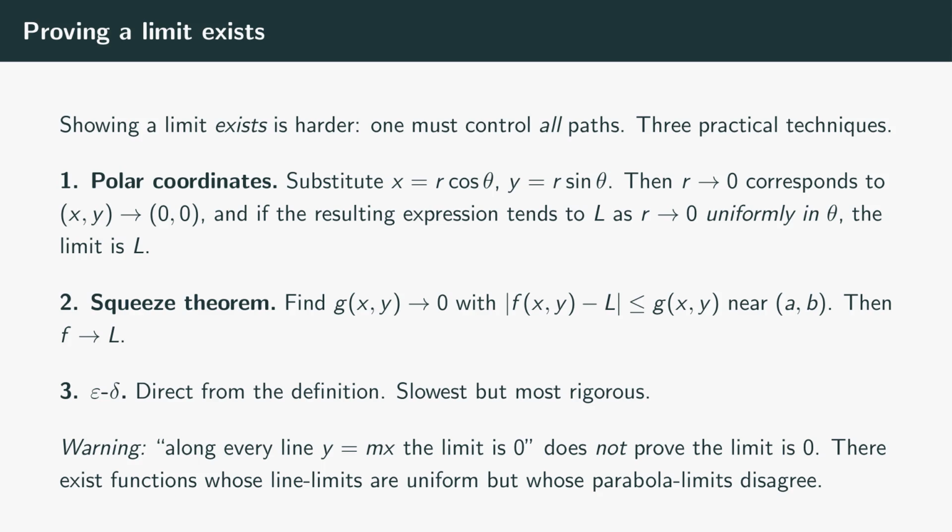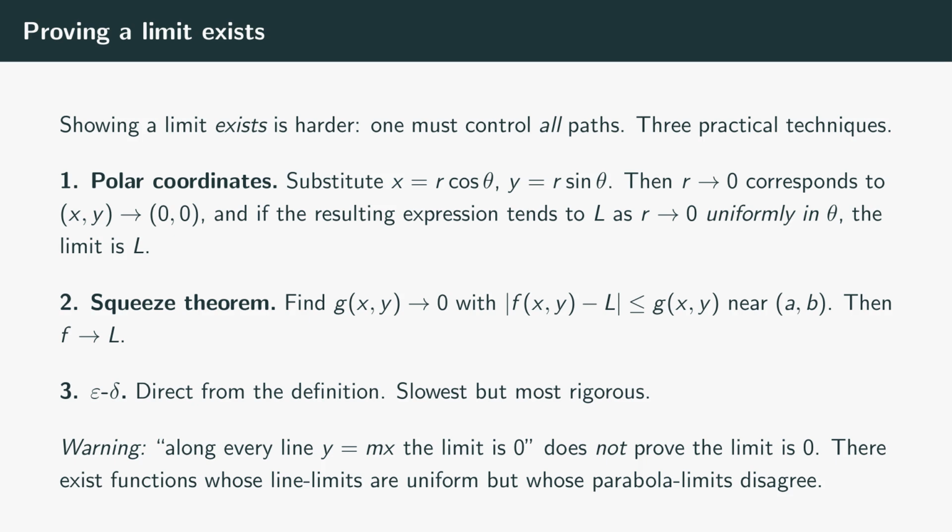So how do you prove a multivariable limit exists? 3 techniques. First, polar coordinates. The substitution x equals r cosine theta, y equals r sine theta converts approach to the origin into the single variable condition r approaches 0. The angular variable theta encodes the direction of approach. If, after substituting, the resulting expression tends to a single value L as r approaches 0, and the convergence is uniform in theta, meaning the bound on the error doesn't depend on which direction you came from, the limit is L. The magic of polar coordinates is that all directions get rolled into the single angular parameter.